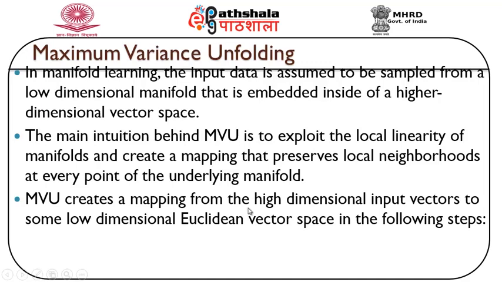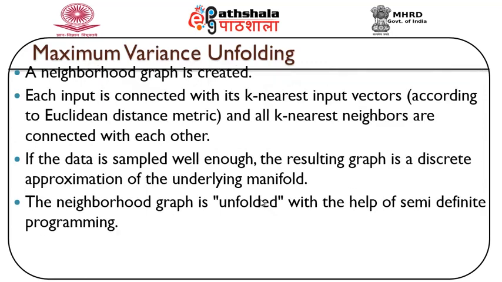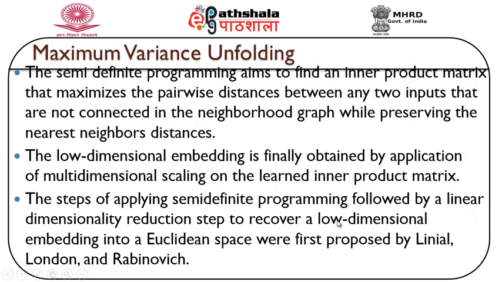MVU creates a mapping from the high dimensional input vectors to some low dimensional Euclidean vector space in the following steps. First, a neighborhood graph is created, where each input is connected with its k nearest input vectors, and all k nearest neighbors are connected with each other. If the data is sampled well enough, the resulting graph is a discrete approximation of the underlying manifold. The neighborhood graph is then unfolded with the help of semi-definite programming.